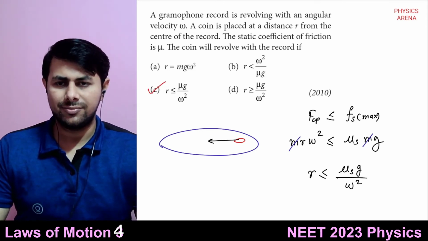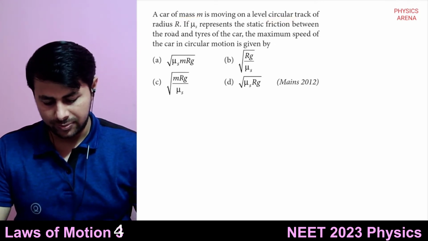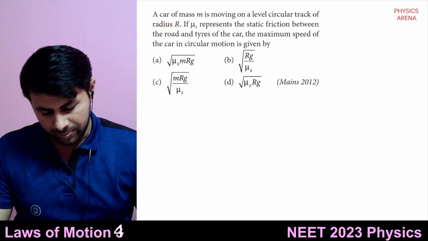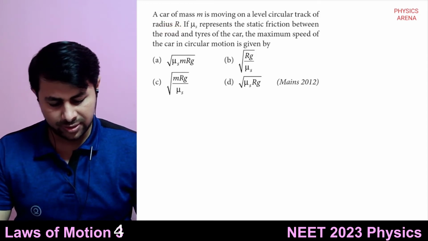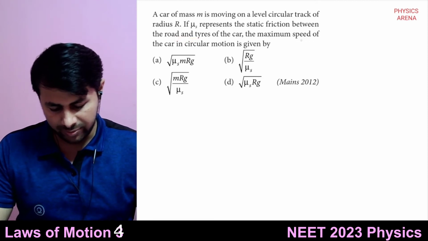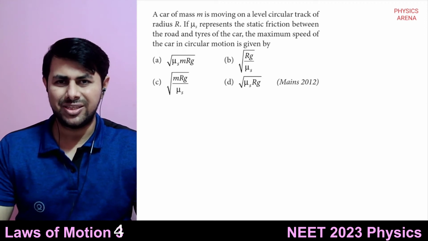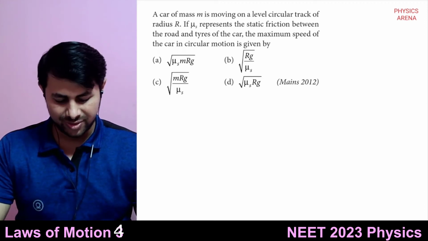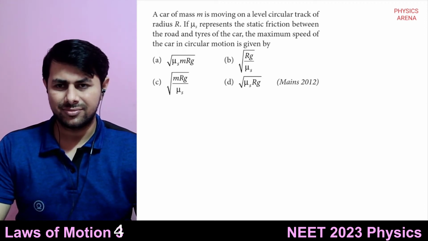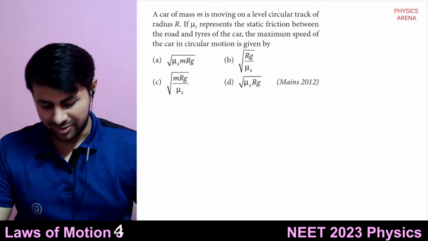Is this clear? A car of mass m moving on a level circular track of radius r. If μs represents the static friction between the road and tires of the car, the maximum speed of the car in circular motion is given by. This is very straightforward, very simple. What's the answer? It's option D. Good.